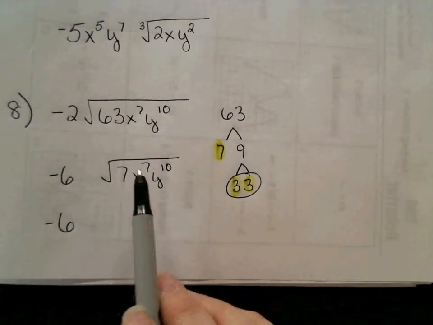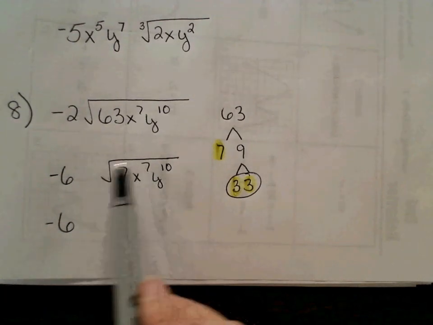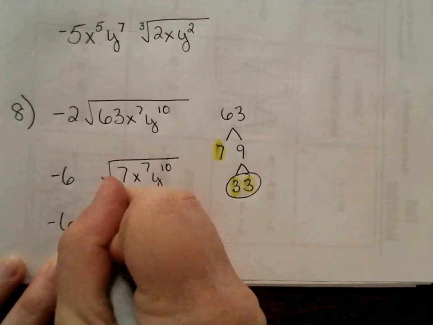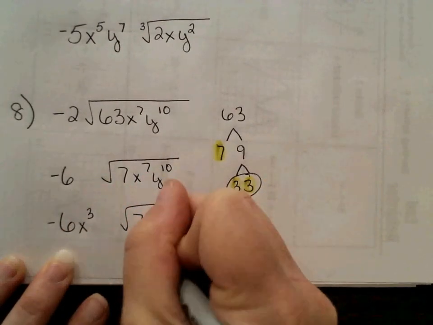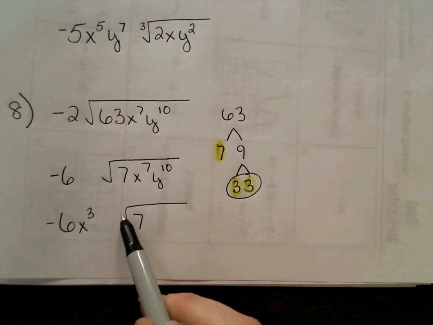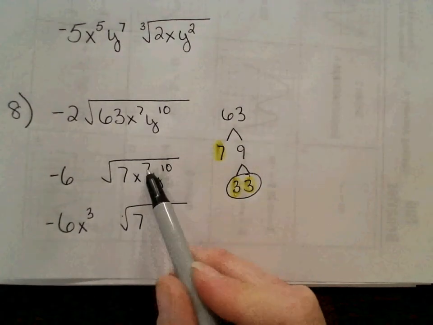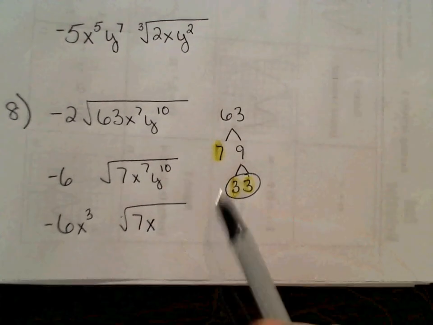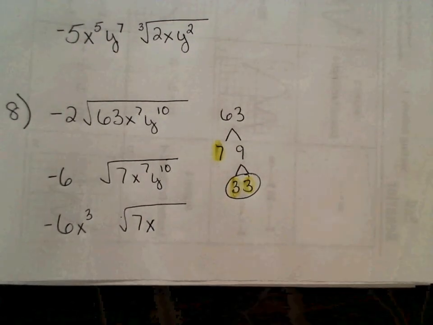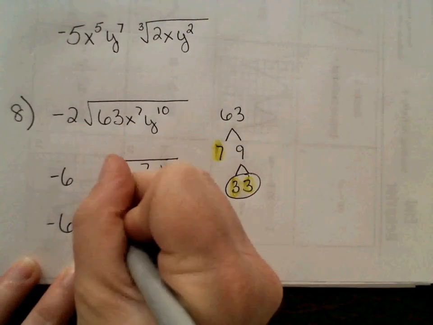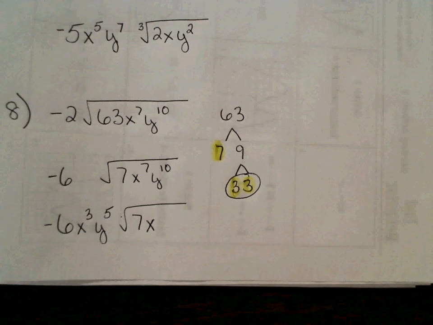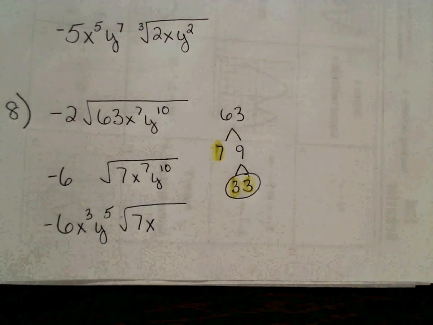Now, when I look at my variables, I'm not going to divide by 3, I'm going to divide by 2. So 7 divided by 2. So this would be x cubed. 3 times 2 is 6, and I had 7 x's. So how many do I have left? 1. And then 10 divided by 2. So I have y to the 5th on the outside. Do I have any y's left over? No.